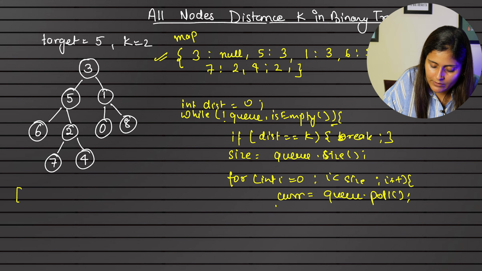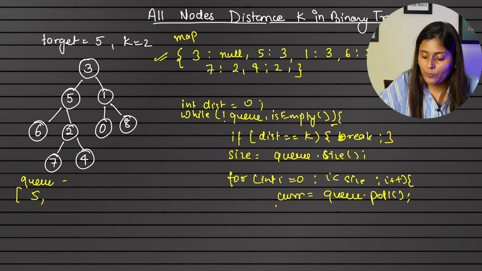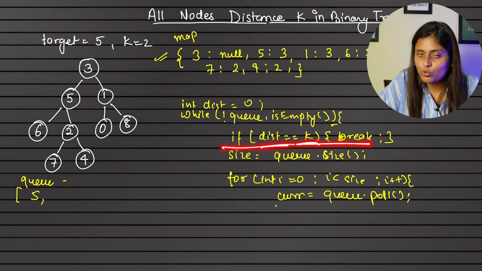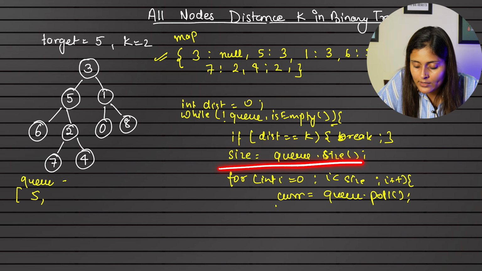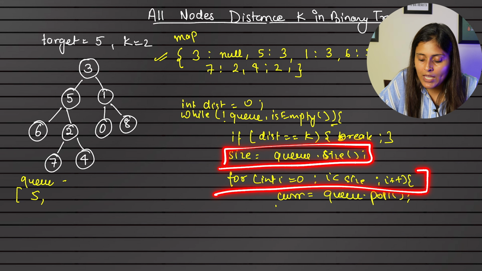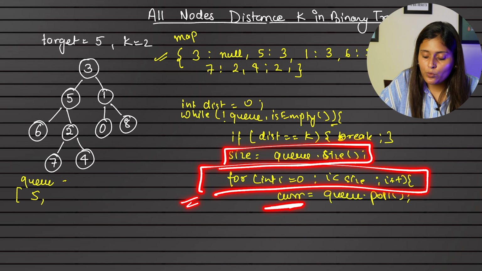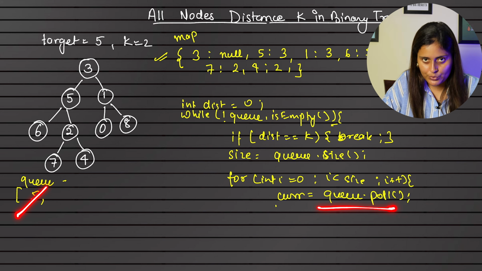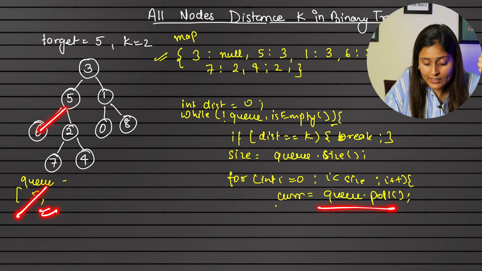Okay, here is our queue, and initially in the queue we have 5 as a node. Now here we checked if distance matches. Initially distance is 0, K is 2, no, it does not match. So we'll calculate the size, and that many number of times we have to run the for loop. Now here we'll pop the value from the queue. Once popped, our task is to add their left and right children and their parent.